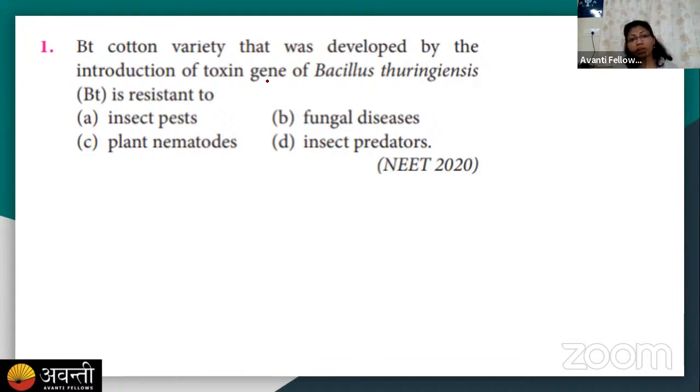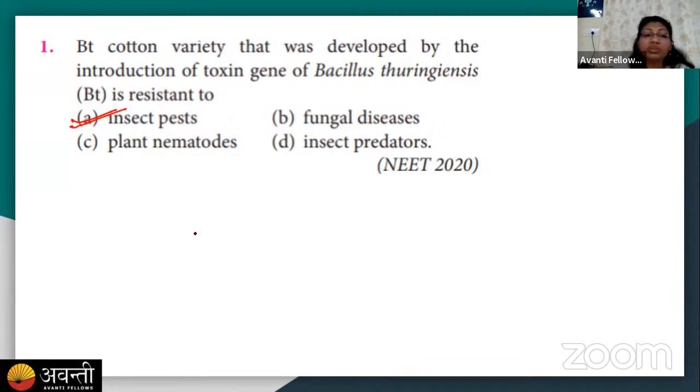So the BT cotton variety is developed by the introduction of a toxic gene from the Bacillus thuringiensis bacteria, right? That is why we call it BT cotton. So this BT cotton is resistant to what? Why have we introduced this gene in plants? You have to give the answer. Okay, so Devangiri, you have given in the chat box that it's option A. That's right, it is option A.